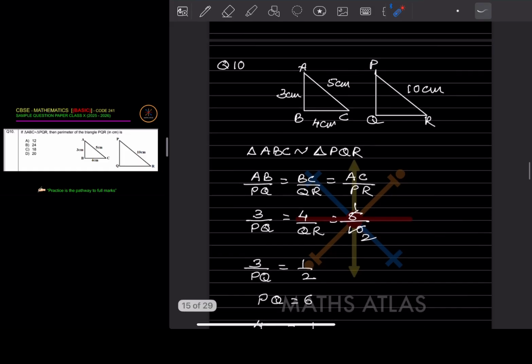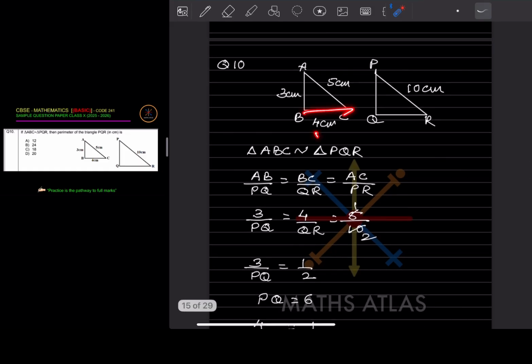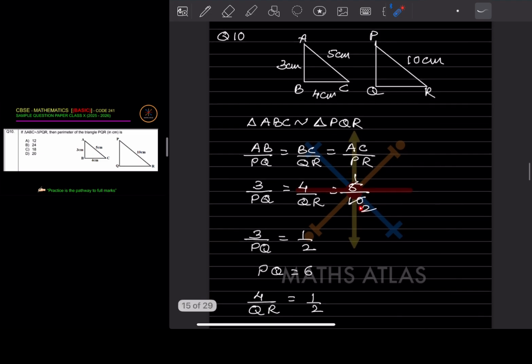Now BC. BC is 4. So in place of this BC, we can write 4. And we don't know what is QR. So QR keep as it is. Now AC. We know AC is 5. And again we know PR. PR is 10. So we can write in place of this as 10. So now what we can see, that both of them we know AC as well as PR. So now let us take common. So 5 ones are 5, 5 twos are 10. We can also make it smaller, that is bring it in the lowest terms.